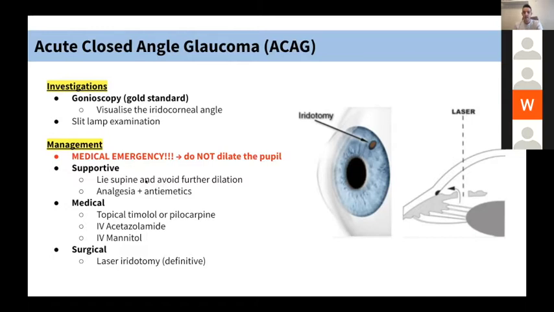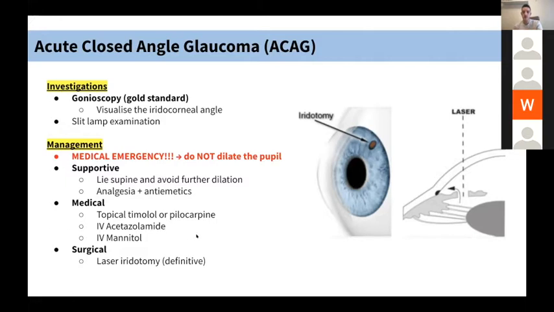But in the meantime, for supportive things, you can just lie them supine and avoid further dilation. So don't dilate their pupil for the purpose of an exam, and don't put an eye patch on either, because that's going to provide darkness and the pupil's going to dilate. And then just things like pain relief and antiemetics, just for supportive care.